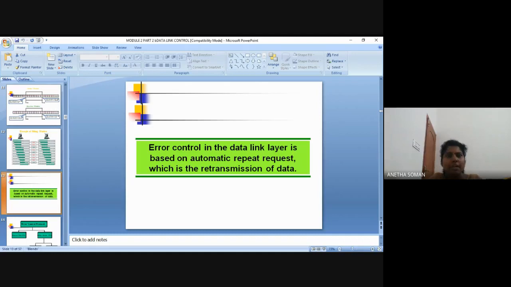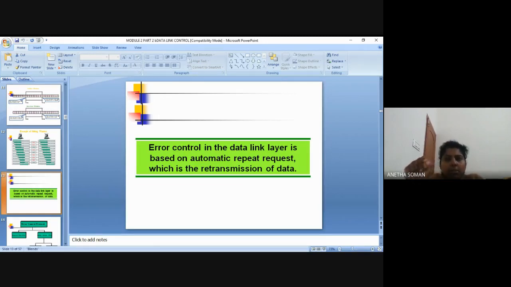What happens if the acknowledgement frame is lost, or the data frame is lost, or if the frame is damaged? You are not at all worrying about that in the case of flow control. But error control is both error detection and correction. So two things are happening in error control. That is the third function of the data link layer. So it is both error detection and correction.